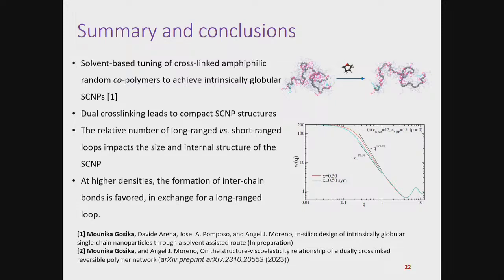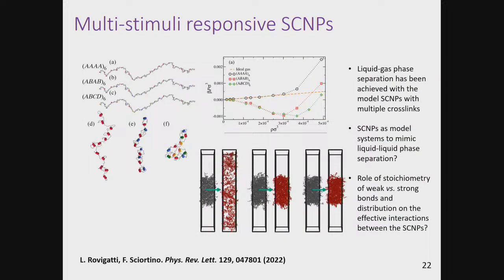solvents, basically solvating in selective versus a good solvent. We can tune its internal architecture, and simply by playing around with the composition as well as the distribution of the reactive monomers, we can get compact versus extended conformations. So just a teaser of what we are doing currently.